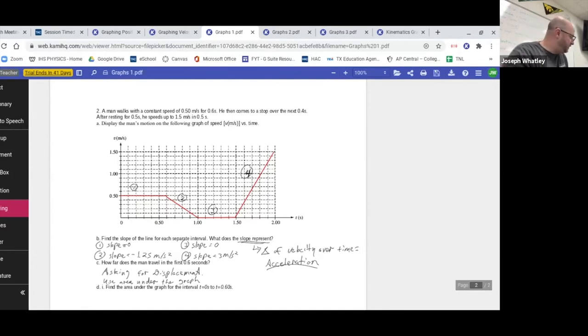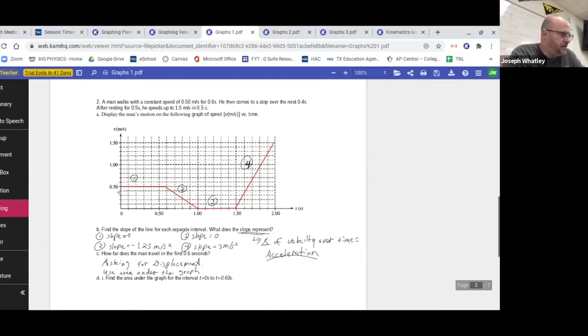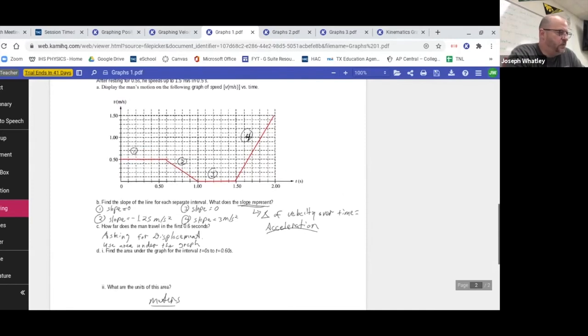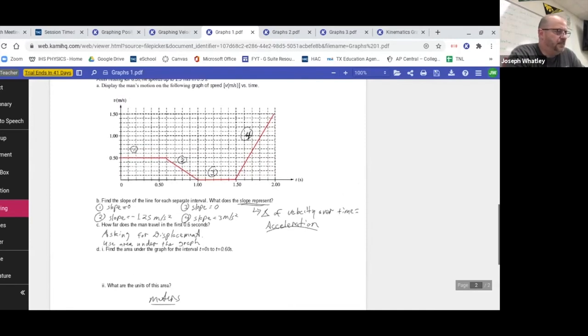For that particular one, let me find what page we're on, number 2. For C and D, I got 0.3 meters. So if you've done this, that's the solution I got when I did it. It says, what are the units of this area? Well, it's meters per second times seconds. So the seconds cancel out, and you're left with meters. Meters are the units that we use for displacement for this graph.